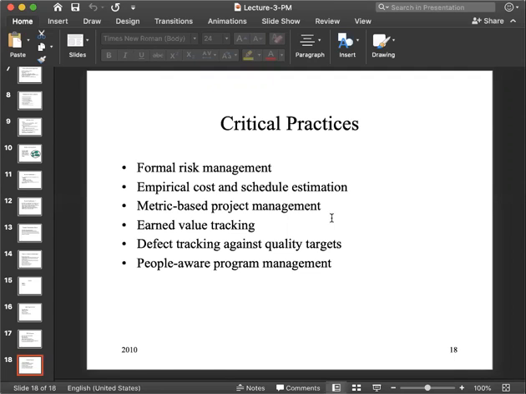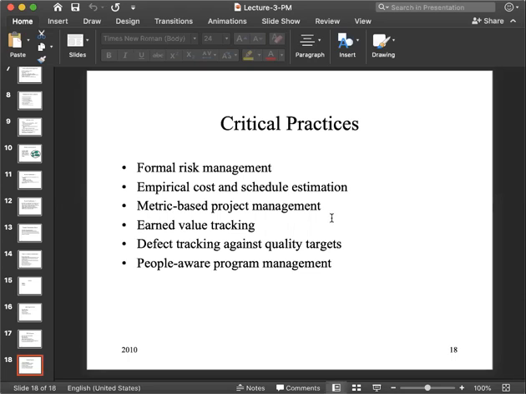People aware program management. As this is human based, software is always developed by humans, so you need to manage the people who are involved with your project also. So these are the critical situations you may face while developing any project.